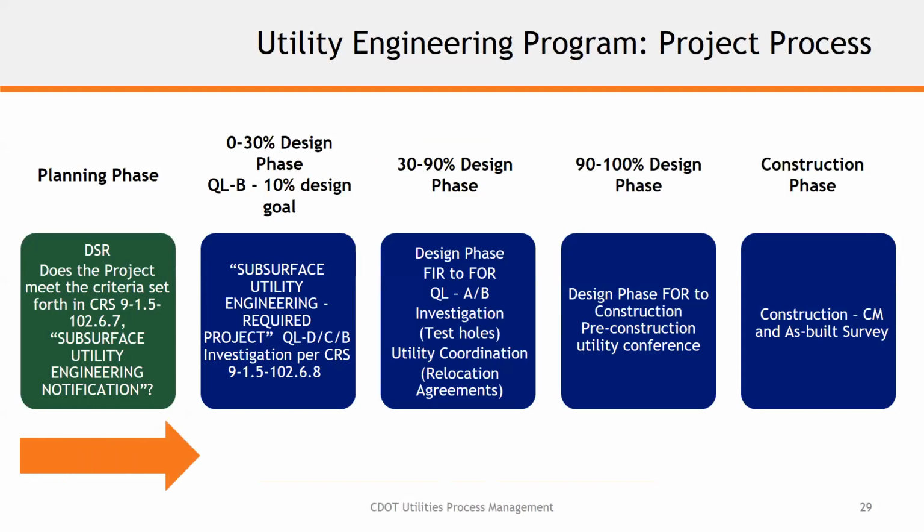So this concludes the planning phase, module 2, of the CDOT utilities process management training. The next module in the course will examine the 0 to 30% design phase. Some of the key points that we'd like you to remember moving through this module are the number and extent of the utilities that have an impact on schedule and cost, and the type of construction, and how much of an impact the utilities may have on that type of construction, whether it's design-bid-build or design-build.